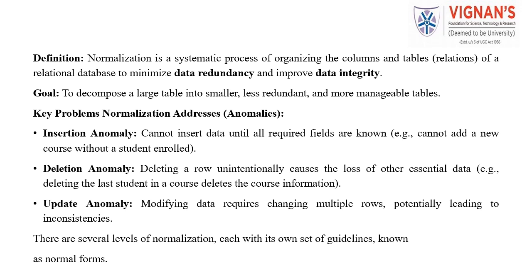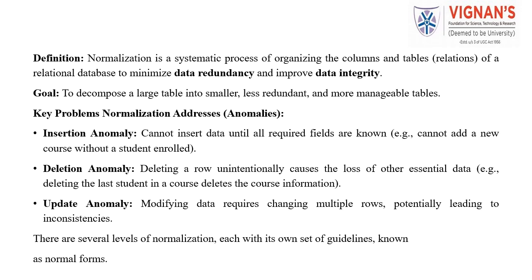This problem happens when deleting one record causes the loss of other important data. The third problem is update anomaly. This occurs when the same data is stored in multiple rows, and updating it requires changes in all those rows.